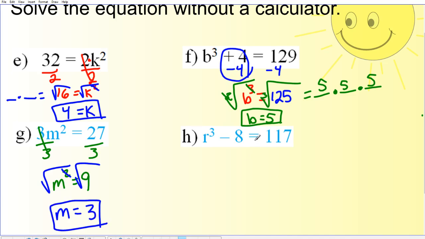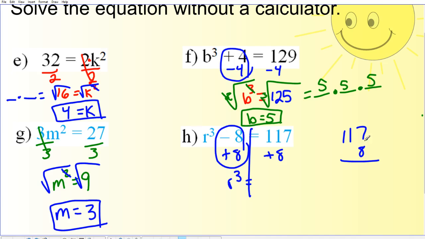Letter H. We want to get rid of this minus 8. So to cancel out a minus 8, we're going to add 8 to both sides. We get r cubed equals 117 plus 8. Let's see. 8 plus 7 is 15. 1. And that's 2 and 1. 125. Now look at that. Old school addition. All right, so 125.